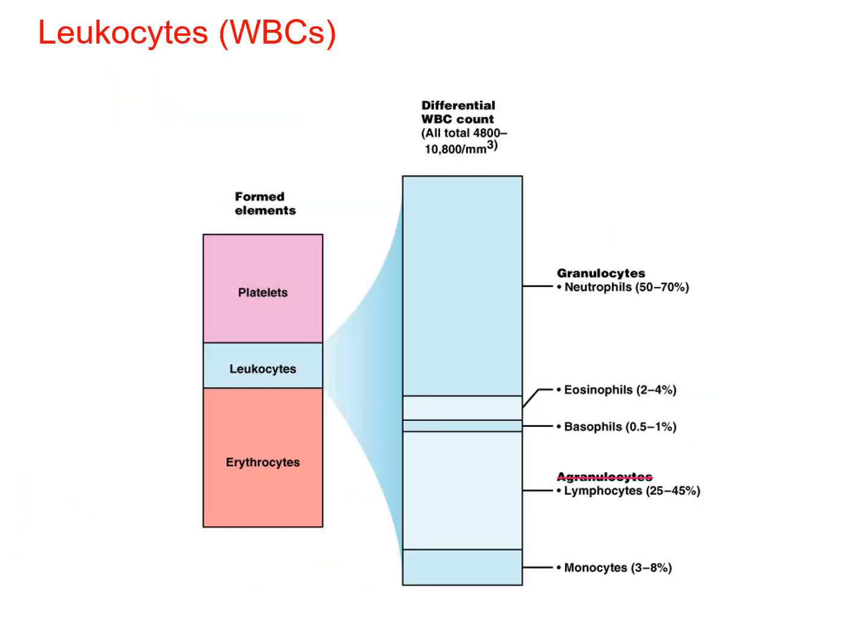So that's it. There are cells in your blood, including red cells, and white cells and platelets, which are subcellular fragments. And this is the breakdown of the white blood cells, which we're going to talk about now.